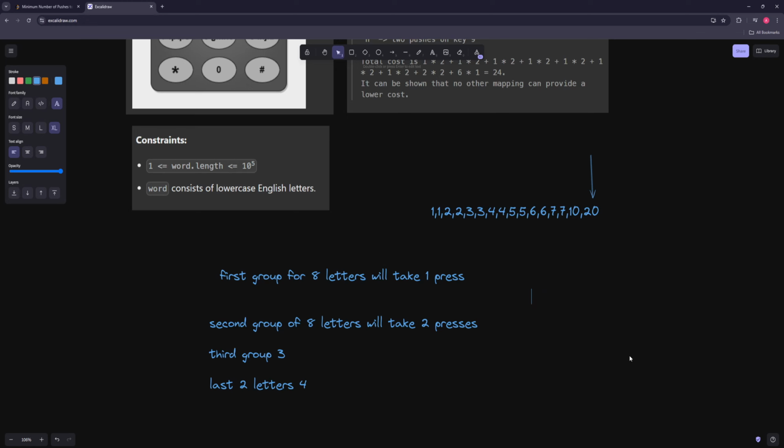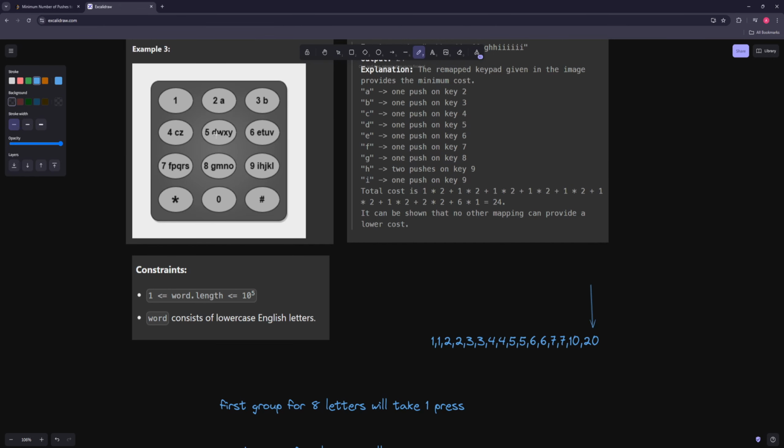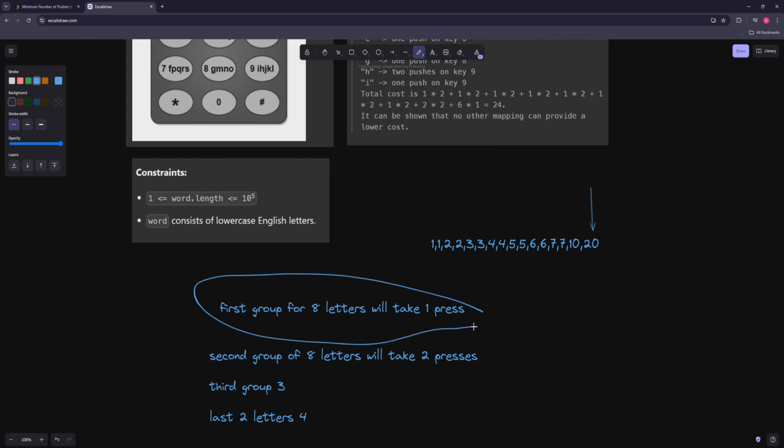And then depending on what group you're in, that group just takes that number of presses, right? Because the letter that's first takes 1 press, the letter that's second takes 2, and so on. The best way to arrange everything is to put the first letter here, second letter, third letter, and so on. You want to put the expensive letters first. So you put all the most frequent letters in the first group, and then you fill out your groups like this. So that's basically how you do it.